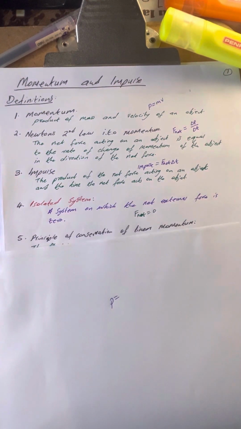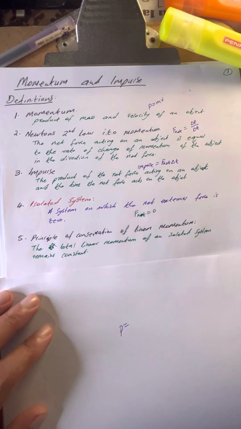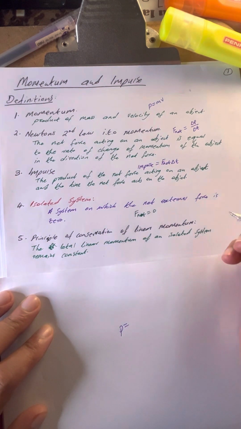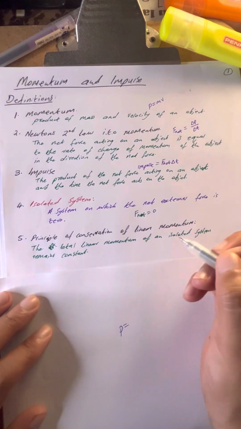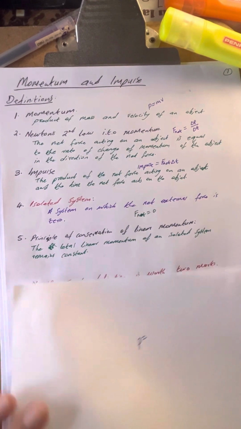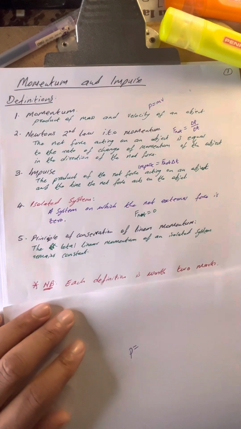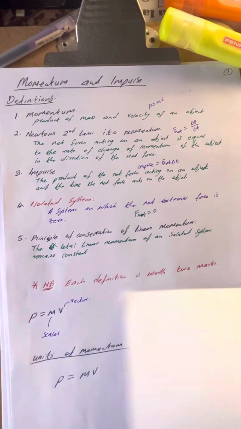Lastly, we have the principle of conservation of linear momentum. The total linear momentum of an isolated system remains the same, or it's conserved, or remains constant. This simply says that the total linear momentum before a collision equals the total linear momentum after the collision. And please note very well, you need to remember the definitions and study them very well. You need to remember them going to any exam, because each definition is worth 2 marks.